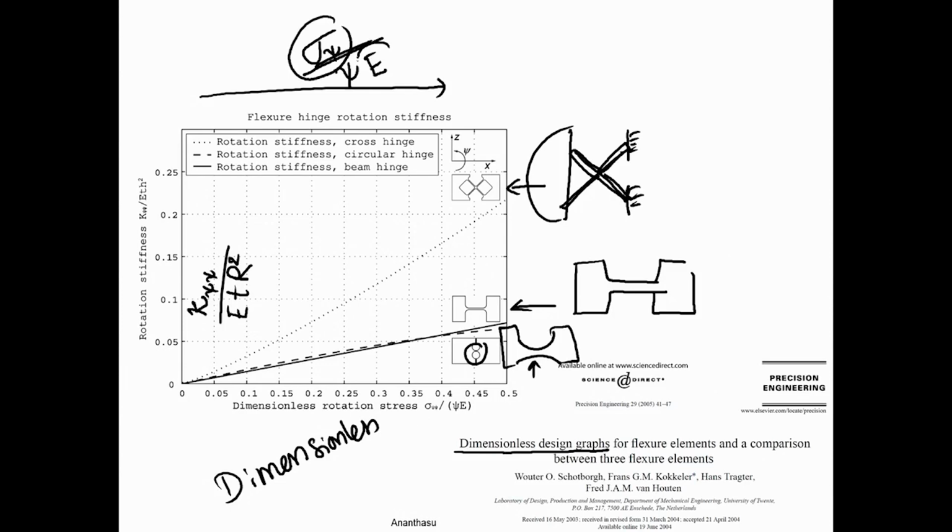So, if you say that you have a certain material that you have chosen, then you know the sigma max that you allow and E. If you want to know a certain angle of rotation, you go there, 0.25 or whatever, then you can see which one of them will be the stiffest, right. There are 3 curves here. For each one of them, this dotted one is for the cross hinge, that is this one, and then the dashed one is for the circular hinge, and the solid line is for what they call beam hinge or small length flexure. You can do this. Sometimes these design charts are very useful for this type of work, rather than the long formulae, we have these design charts.